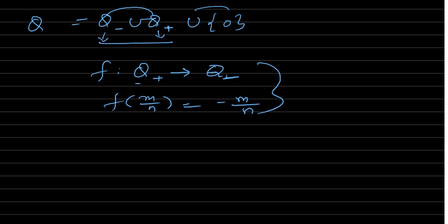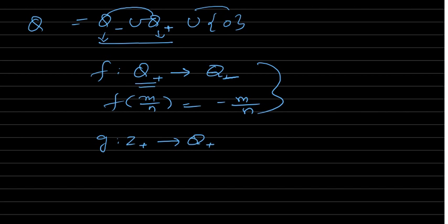Also you have proved that Q plus is countably infinite. So that means we have a bijection from Z plus to Q plus by definition. What is the definition of a countably infinite set? If there is a bijection from Z plus to the set, only then the set is countably infinite. So Q plus is countably infinite. It means that we have a bijection from Z plus to Q plus.